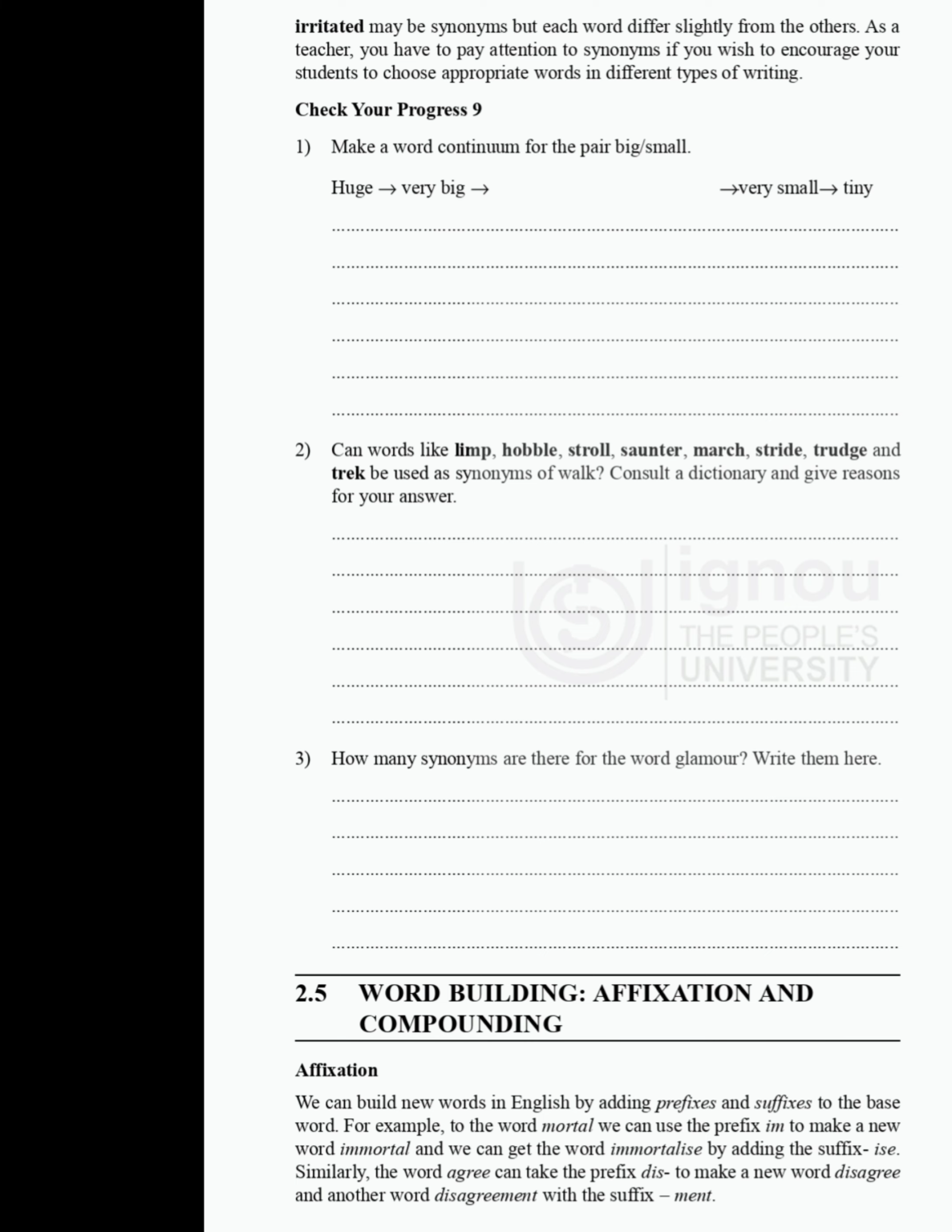As a teacher, you have to pay attention to synonyms if you wish to encourage your students to choose appropriate words in different types of writing. Check your progress 9.1. Make a word continuum for the pair big, small. Huge, very big → big → small → very small → tiny.